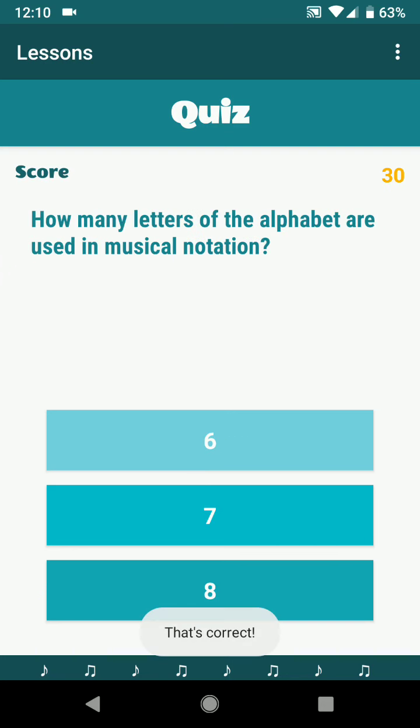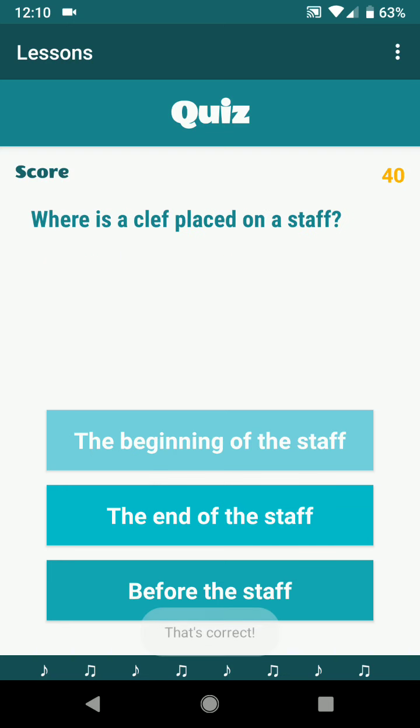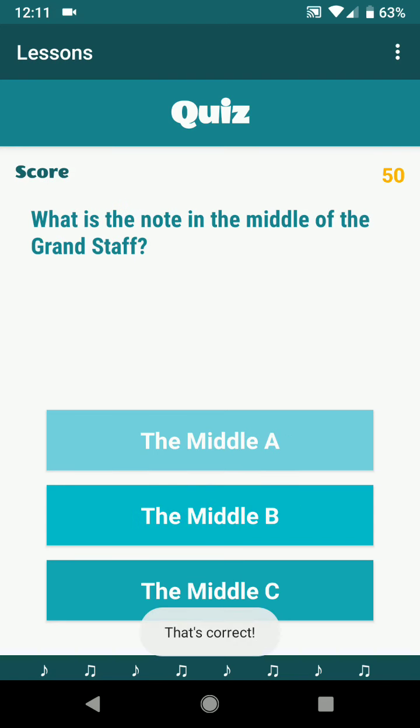Lower, that's correct. How many letters of the alphabet are used in musical notation? A, B, C, D, E, F, G. 7, that's correct. Where is a clef placed on a staff? At the beginning of a staff, correct.